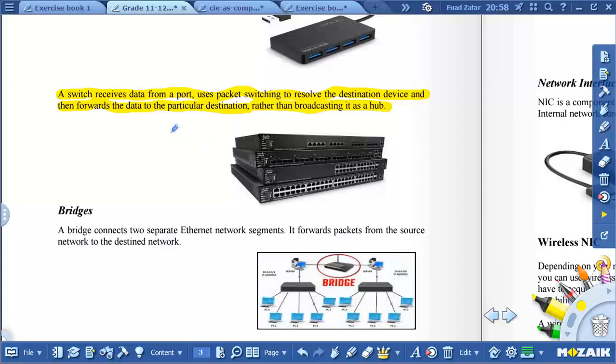As for your switch, first of all it will look for the destination, where the computer is on a network. Then it takes the packet, because data transmission is dealt with using packet switching, to resolve the destination device, and then forward the data to a particular destination. That means you can specify where you want it rather than broadcasting it as a hub. So this is the role of a switch in a network.